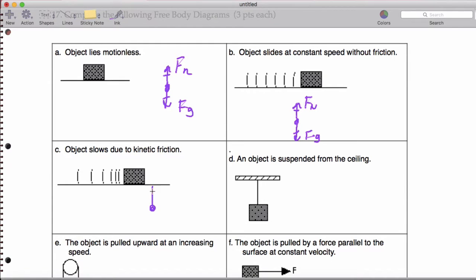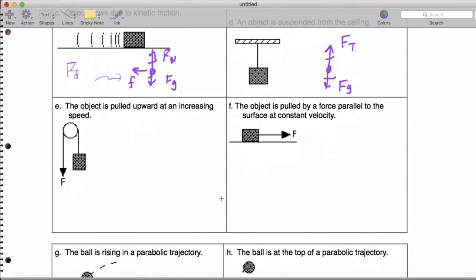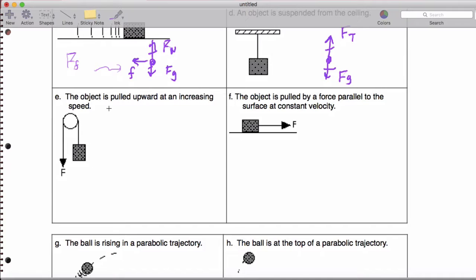Now, part C, I have the normal and the weight force again. And now I have friction slowing the object down. I know some of you want to write it like this. That's totally fine. I'm fine with either. Now, an object suspended from a ceiling. We no longer have a surface, so that means we have a tension force holding us up and the weight pulling it to the earth. Those two forces balance.